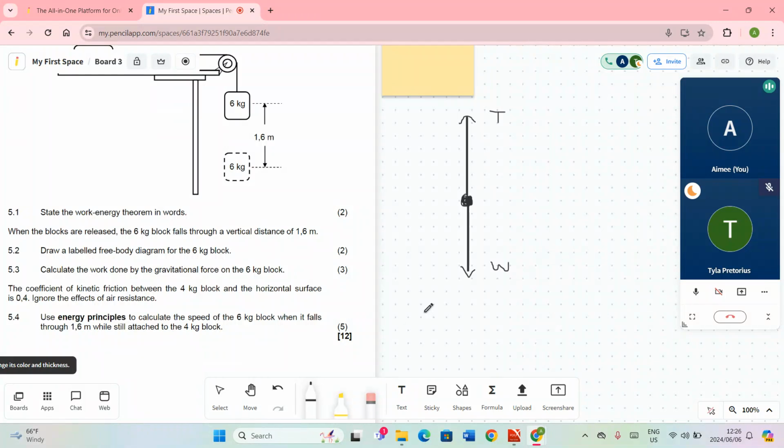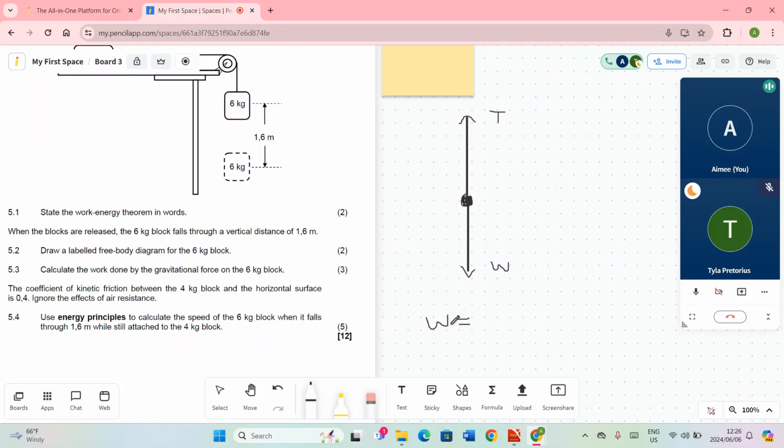Because then your brain can look at the variables that you've listed, it can look at the formulas, and it can say, okay, these are the variables I have, and here's the formula that includes all of these variables. So make it easy for yourself. Make it easy for your marker. Keep your formula sheet next to you. But we're calculating work at the moment. So we're on 5.3 and we're looking for the work done by weight or gravitational force.